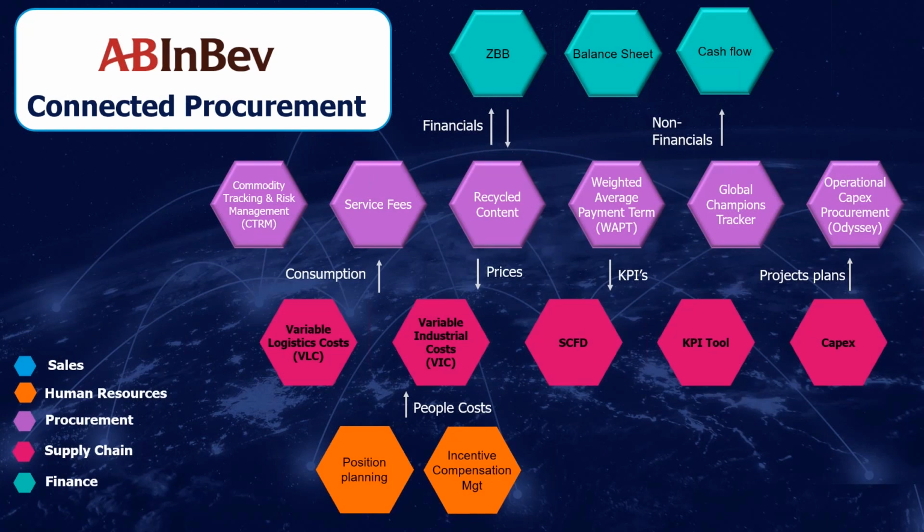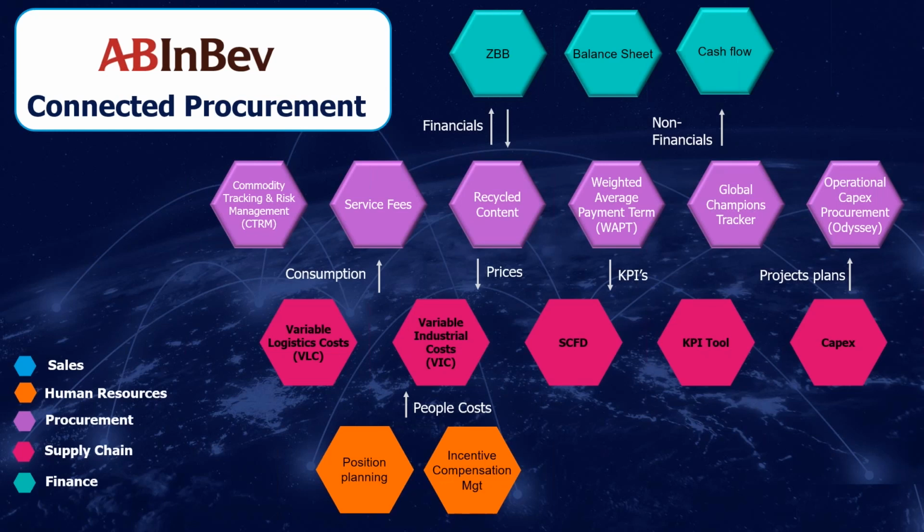We also have a recycled content model for sustainability, in which suppliers give the percentage of the recycled content in their products, so the team can also track that in Anaplan. We have the weighted average payment term model, we have the savings tracking tool and CAPEX model.